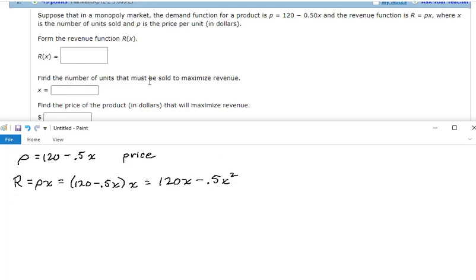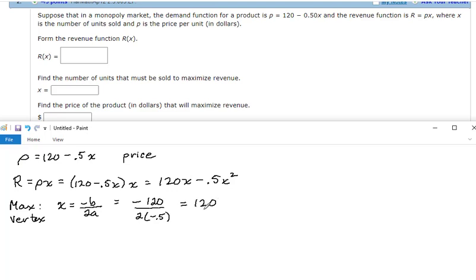Second part, find the number of units that must be sold to maximize the revenue. Okay, if we want a max, then don't set this equal to 0. I don't want to know when the revenue is 0. I want to know when it's the best possible. I want the vertex. Vertex is negative b over 2a. Negative b is 120 over 2 times a is negative 0.5. Gives me an answer of 120.